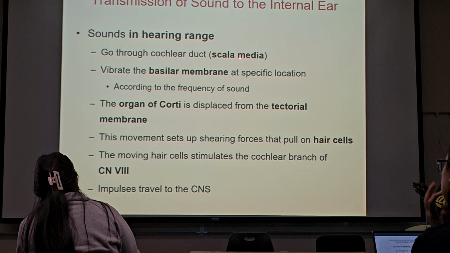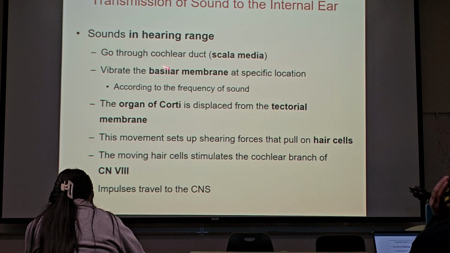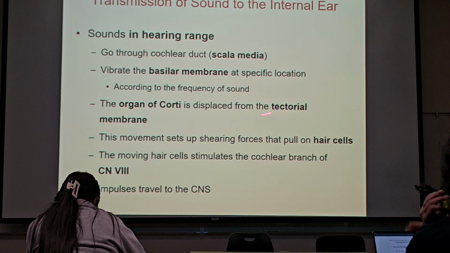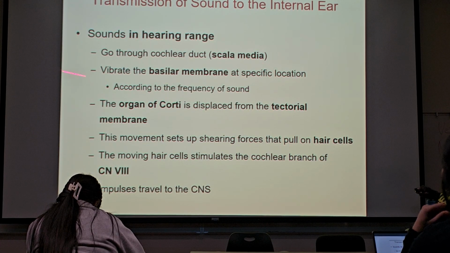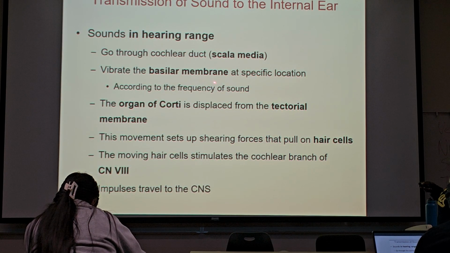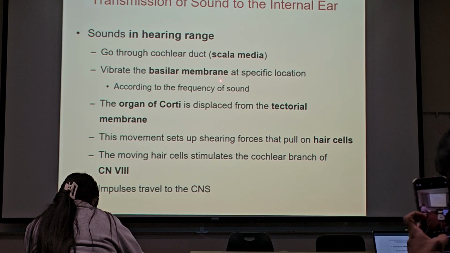Now we're going to disturb scala media. We're going to disturb the basilar membrane and the tectorial membrane. We're going to cause some disturbance inside of scala media. The sound waves are going to go through the cochlear duct for frequencies we can hear. They're going to vibrate the basilar membrane where the organ of Corti is sitting.